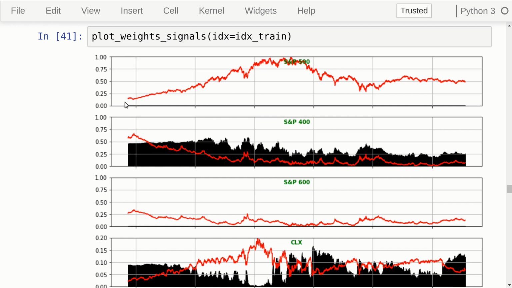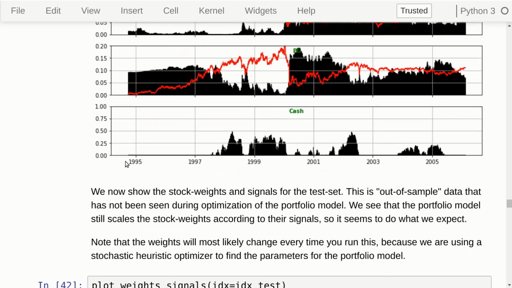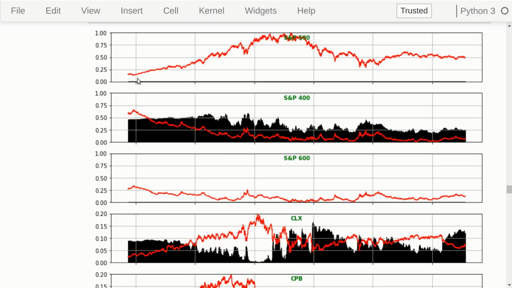So for the S&P 500, which is up here, we can't quite see the label here, but this is for the S&P 500. It has roughly 0% of the portfolio allocated to the S&P 500 for any given day in the training set. For the S&P 400, we have about half of the portfolio allocated to that stock index for this entire period here. And let's scroll down and see what the dates are. So this is between the years 1995 and 1997.